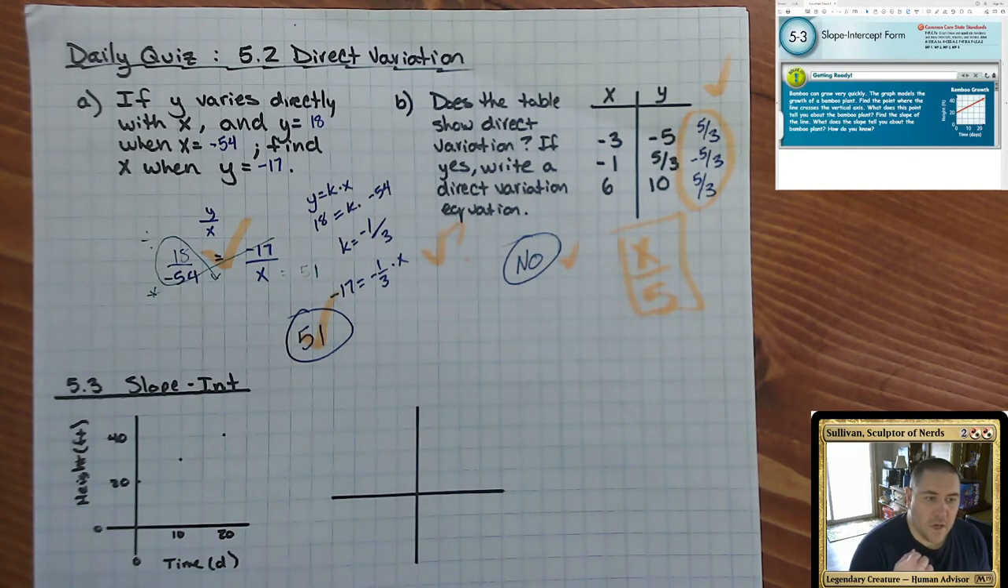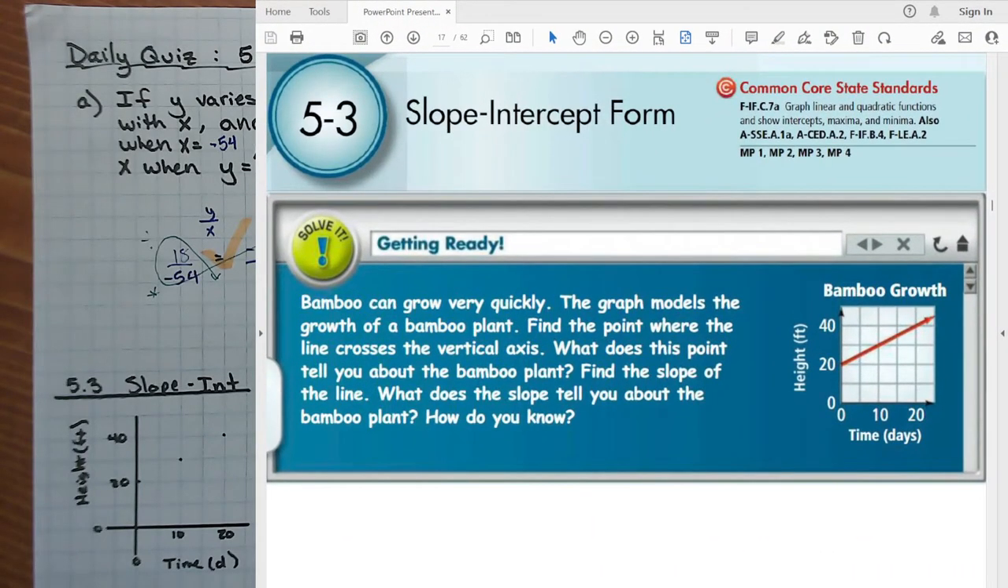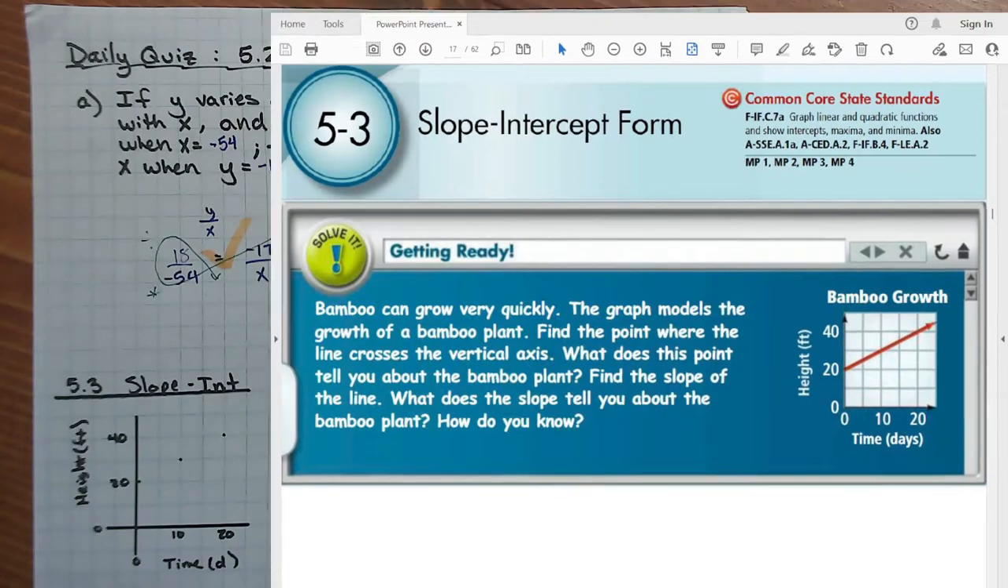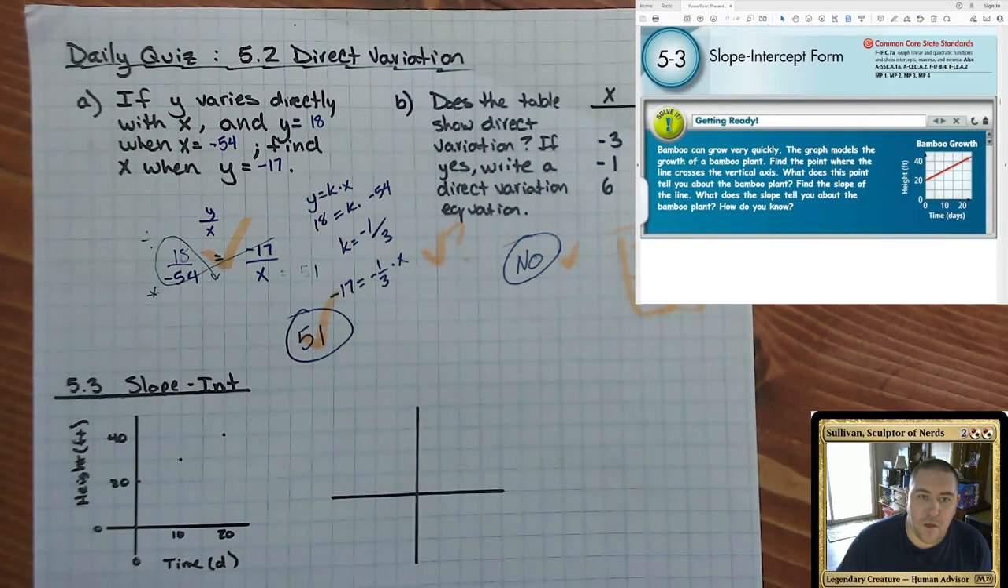Slope intercept form is kind of the holy grail, the bare bones, that everyone should know, of all of high school math. Okay? So start by pausing and seeing if you can answer the question on this one right here. Okay, hopefully you actually did that.